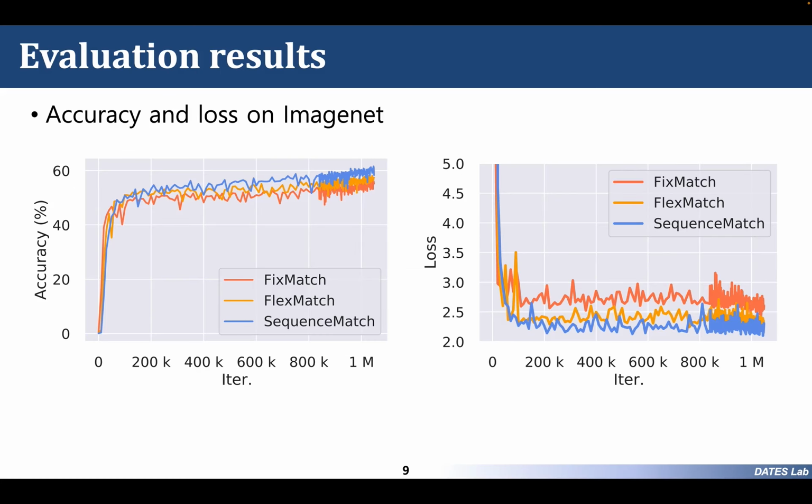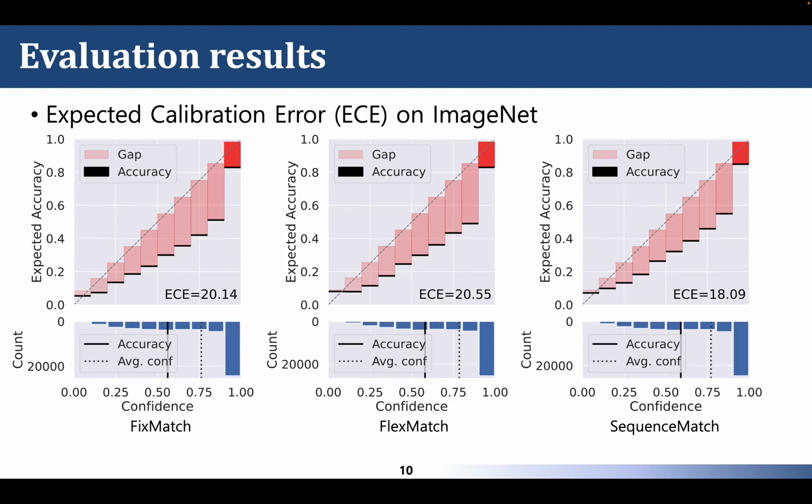And here we show the accuracy and loss on ImageNet between FixMatch, FlexMatch, and SequenceMatch by iteration. As we can see, SequenceMatch converges faster than both FixMatch and FlexMatch. And we also measure the expected calibration error on ImageNet between FixMatch, FlexMatch, and SequenceMatch. As we can see, SequenceMatch has much lower ECE than the previous methods, and this suggests that our method is less biased than the others.